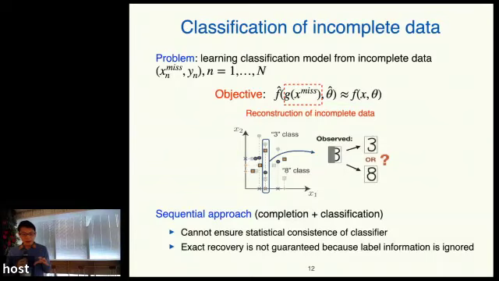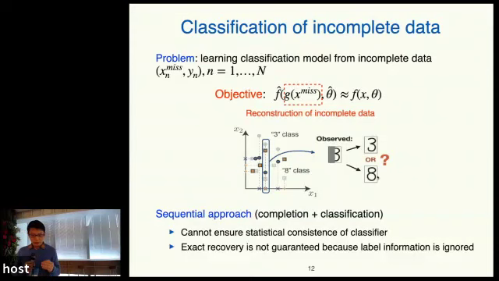However, the intuitive way is to first use tensor completion to complete the data, then after completion, train a classifier. But such a sequential approach doesn't work because, as shown in the figure, given this image, when you do the completion, there is no information telling us whether we should complete it as 3 or 8. So there is an uncertainty.